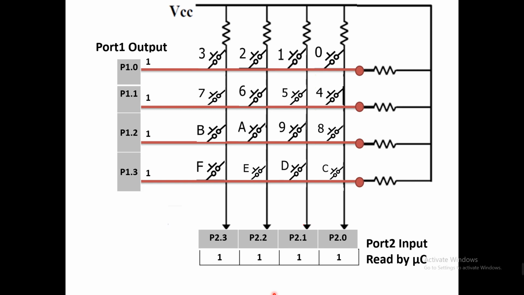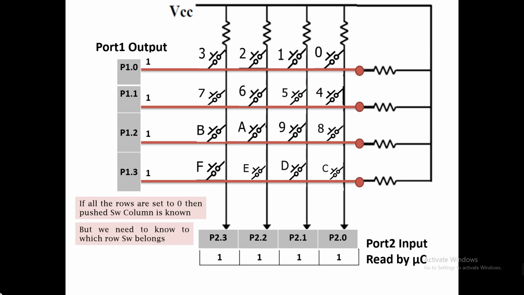So similarly, the task is, by knowing that one of the column bits is 0, we know that one of the switches is pressed. But the next task is which one is pressed. How can we manage it? We have to manage this thing.